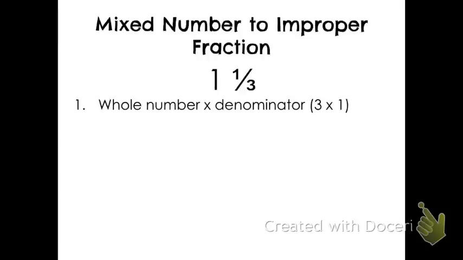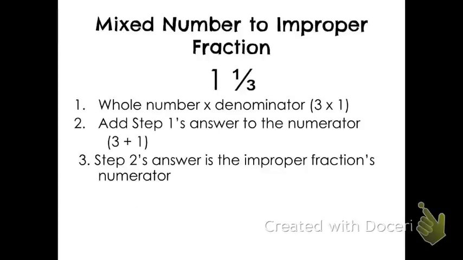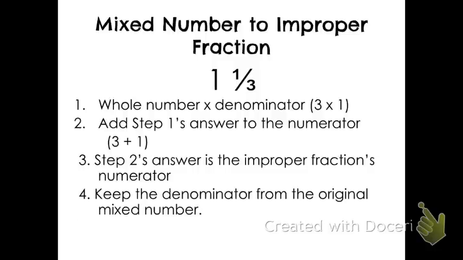Now, you should have these steps glued in your notes. These are the steps for how you will change a mixed number to an improper fraction. You will not be adding the whole number and the denominator, you will be multiplying them. Step number 1 says whole number times denominator. The X is a symbol for times. So I multiply 1 times 3.